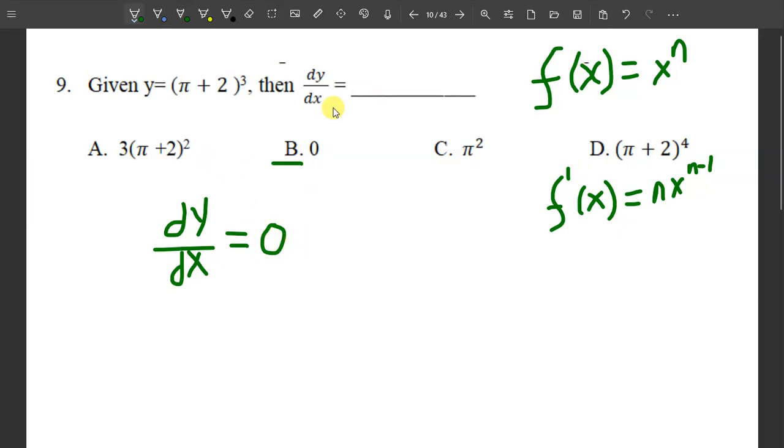But there are students who apply the derivative formula on a constant number. But that is a mistake. Okay, let us turn to the next question.